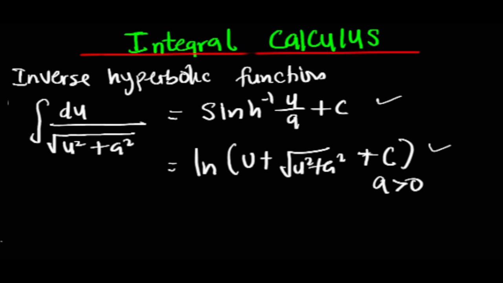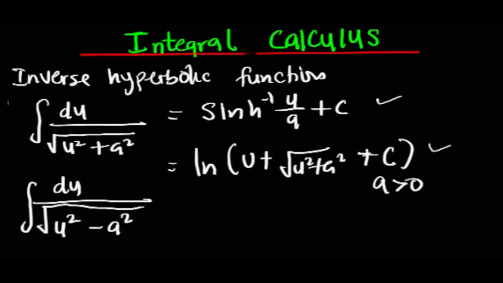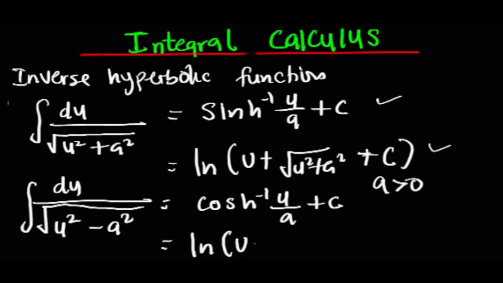So the next one I can have is when you have the integral of du over the root of u squared minus a squared. This is plus, this is minus. The answer is cosh inverse of u over a, plus c. Or you have the answer to be ln of u plus the root of u squared minus a squared, then plus c.